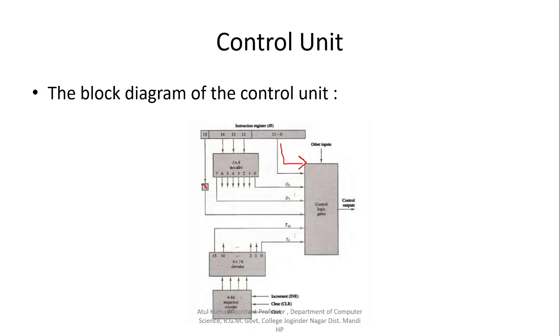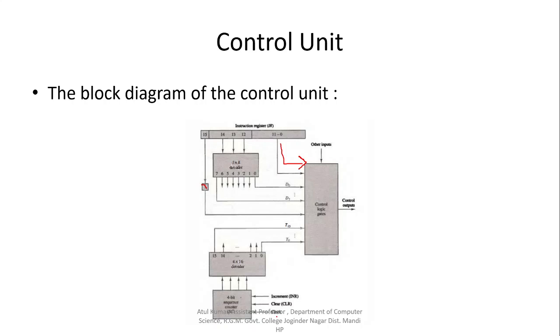Next we have a decoder of 4 into 16. That means it has an input of 4 and an output of 16 lines. In the case of the sequence counter, it is a 4-bit sequence counter, meaning it gives you a binary number of 4 bits. So it can produce a binary number from 0 to 15, as 4 bits are required to produce a binary number of 15.